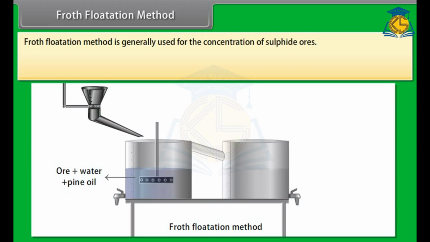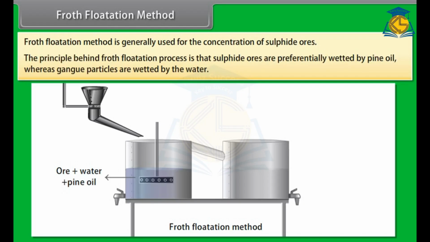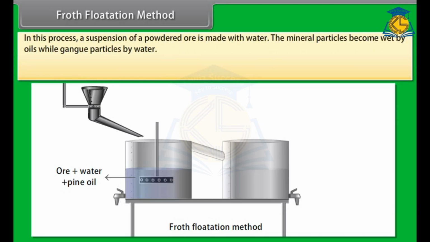Froth flotation method. This method is generally used for the concentration of sulfide ores. The principle behind froth flotation process is that sulfide ores are preferentially wetted by pine oil, whereas gangue particles are wetted by water. In this process, a suspension of a powdered ore is made with water. Collectors like pine oil, fatty acids and xanthates are added to it. Froth stabilizers like cresols and aniline stabilize the froth.